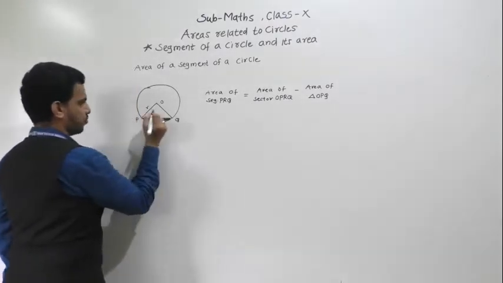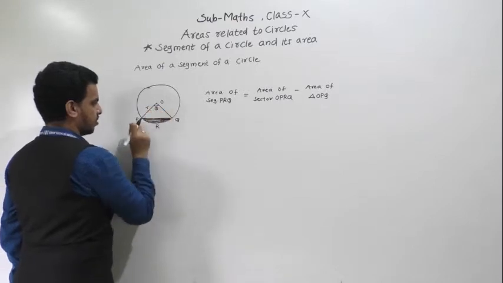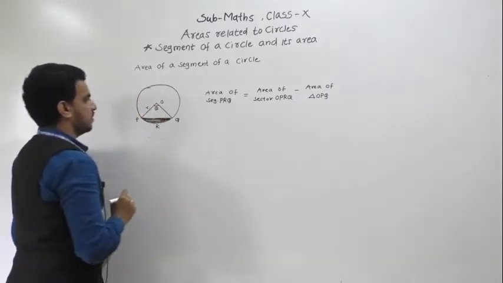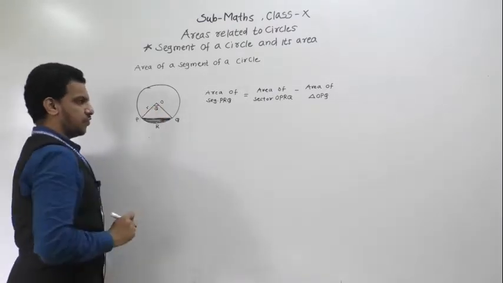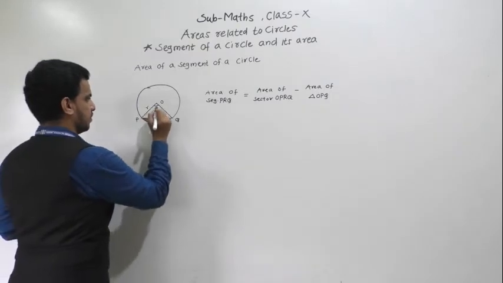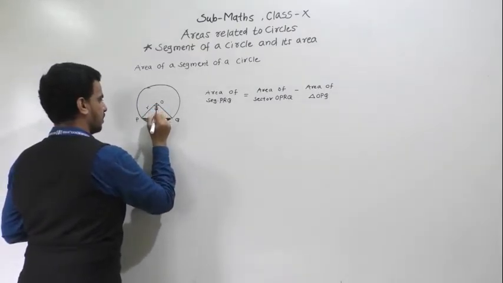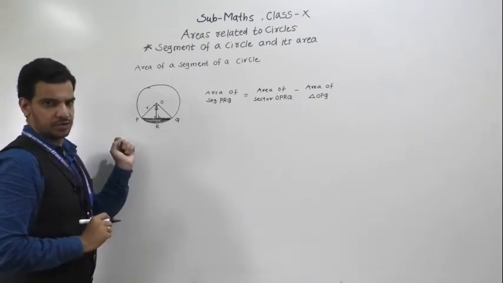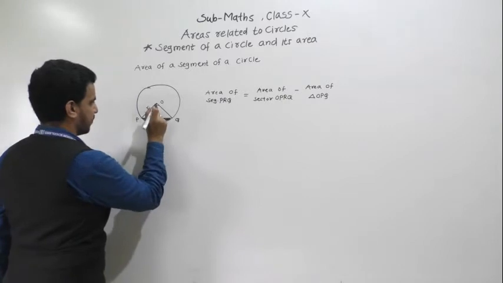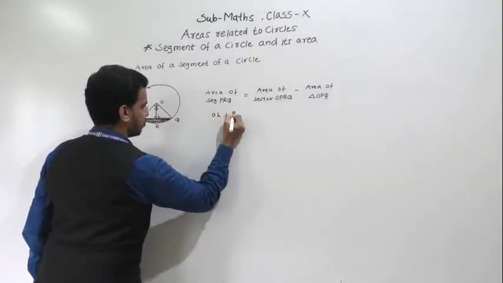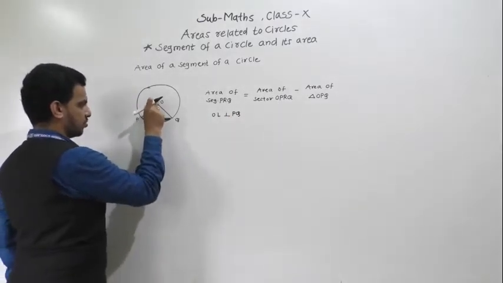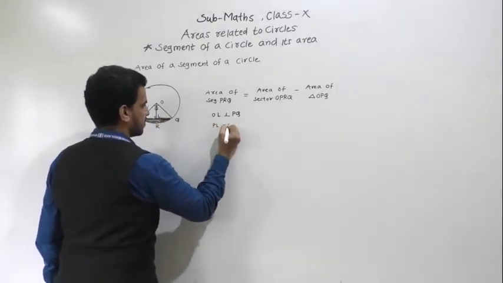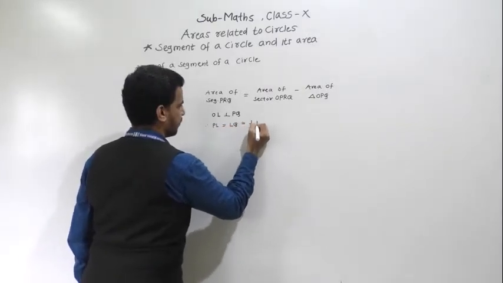Suppose arc PQ subtends an angle theta at the center. Now for finding the area of triangle OPQ, I am constructing OL, where this point is L, perpendicular to PQ. We know that a perpendicular drawn from the center of a circle to a chord bisects the chord. Therefore PL is equal to LQ is equal to half PQ.